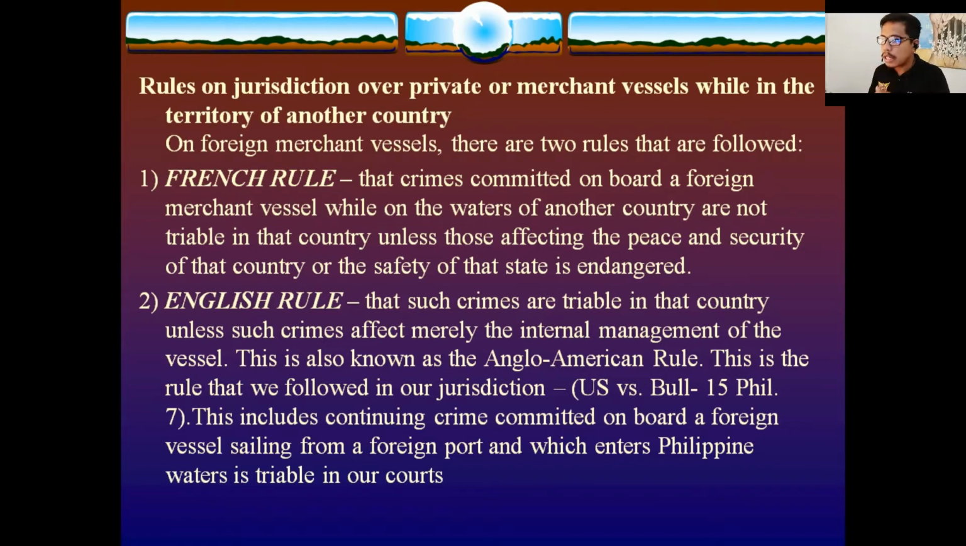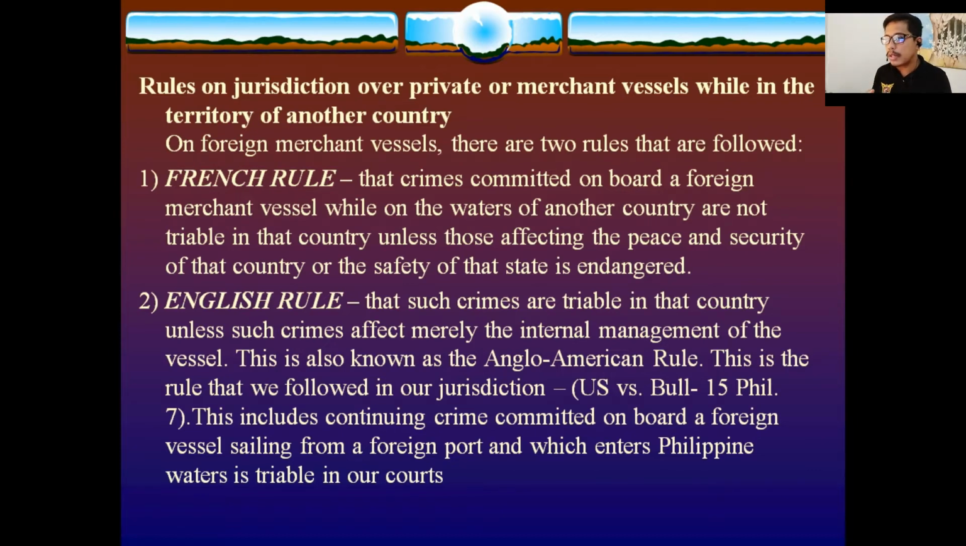There are rules on jurisdiction over private or merchant vessels while in the territory of another country. Now, we have two rules that will apply. Number one is the French rule, and the other one is the English rule. Again, these rules concern a foreign merchant vessel from another country that enters within the territorial limits of our country.